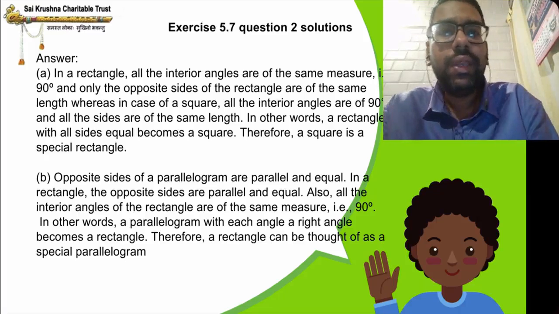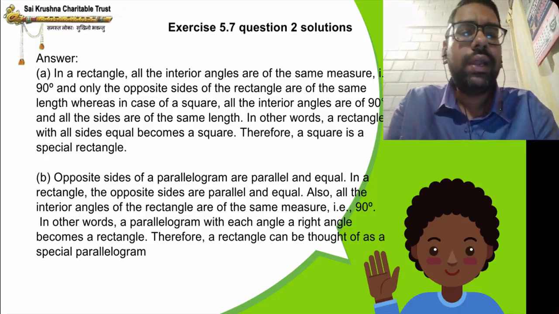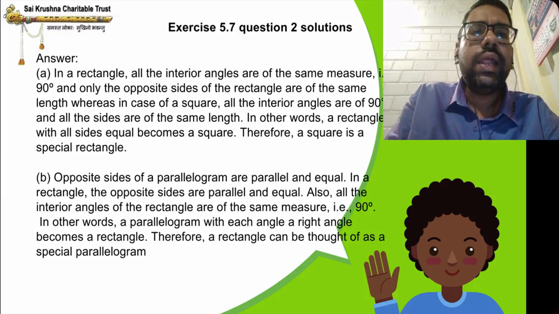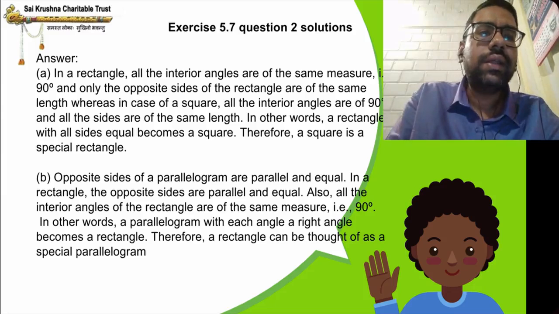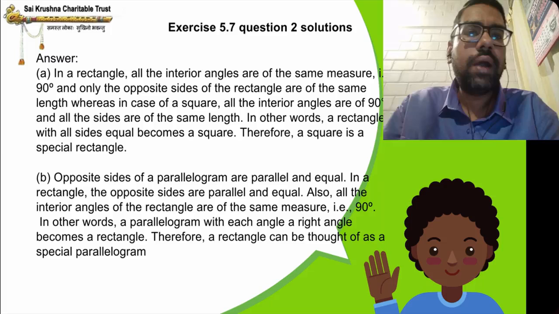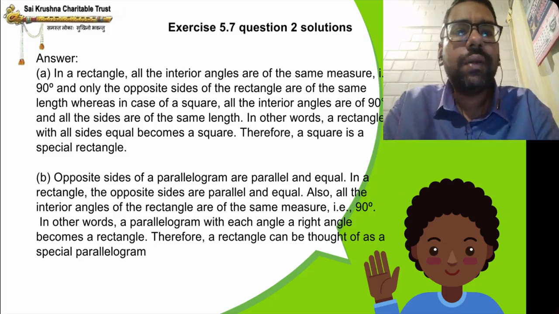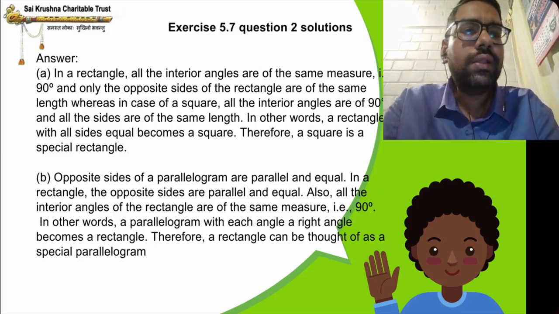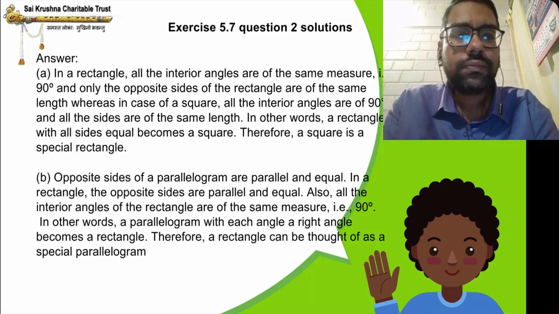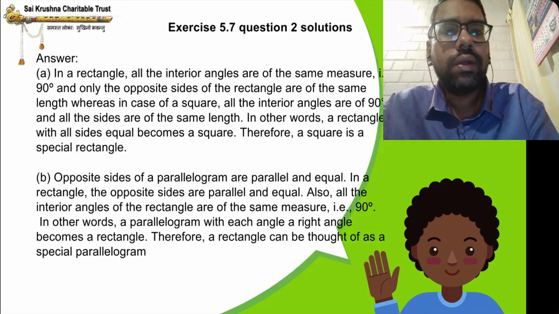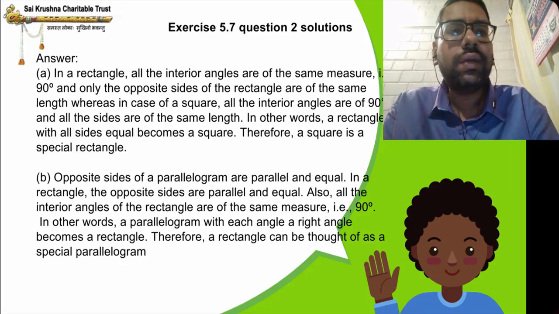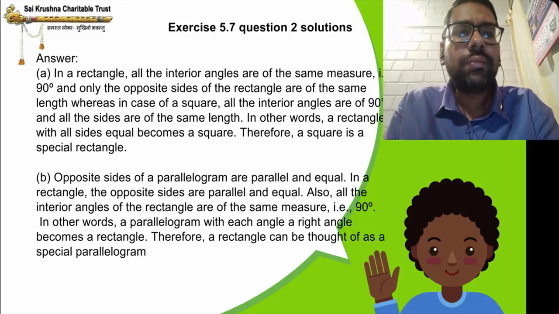B. Answer to B. Opposite sides of a parallelogram are parallel and equal. In a rectangle, opposite sides are parallel and equal, and also the interior angles of a rectangle are of the same measure, 90 degrees. The interior angles of a rectangle will always be 90 degrees. That you should remember. That's the property of a rectangle.